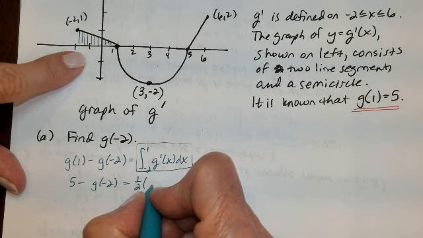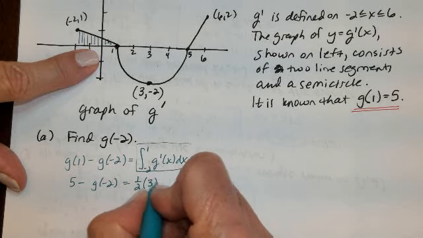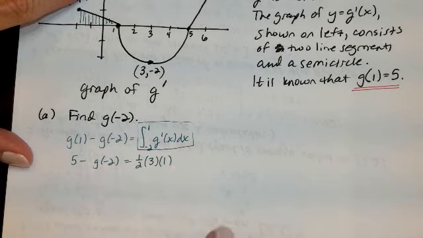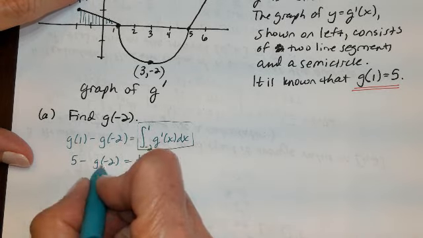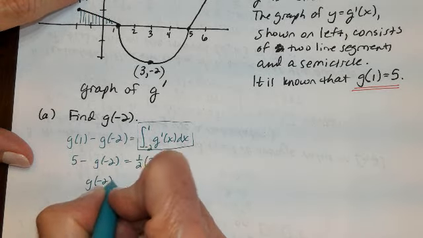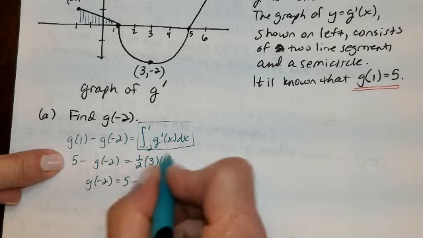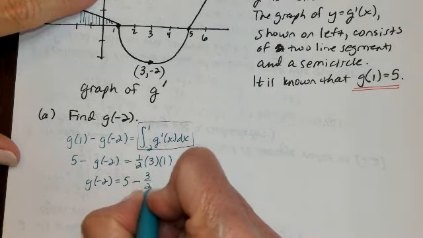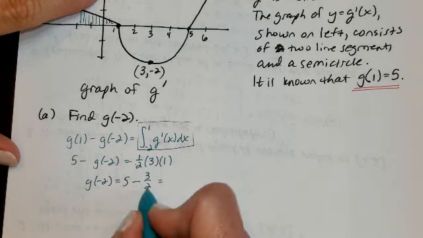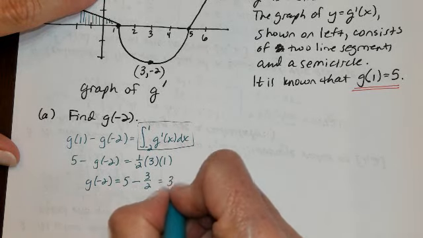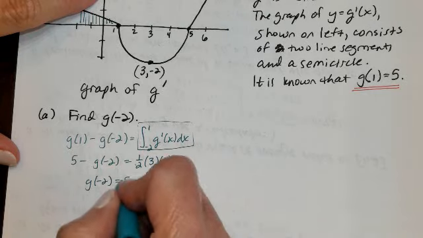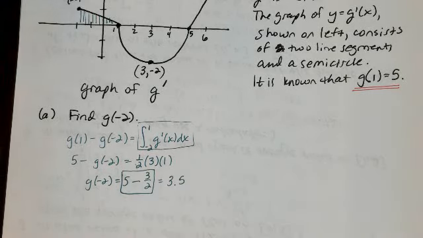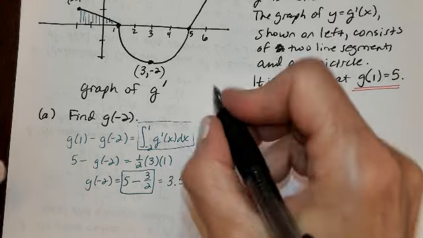So that area is above the x-axis, so it's positive. 1/2, it's a triangle, right? So 1/2 base, the base is 3, the height is 1. So that is the area, that is that integral. So now again, G of -2 will be 5 minus this integral. So 5 minus 3/2. That's 1.5. 5 minus 1.5 is 3.5. Okay, but I would say stop right here for this problem. Okay, part B.